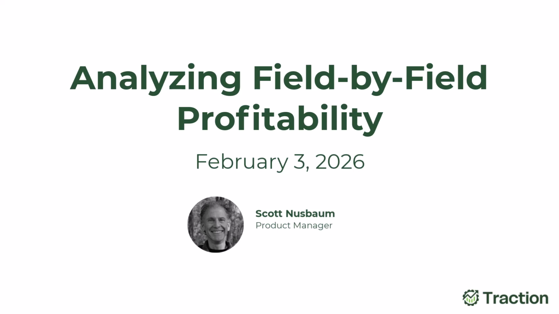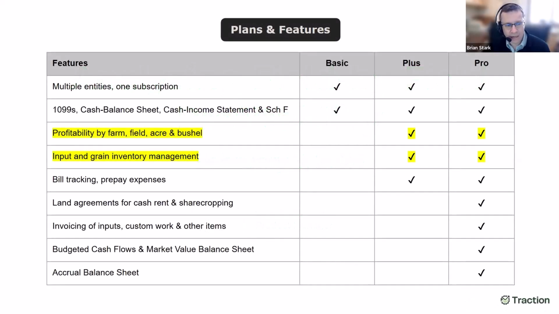Today's webinar, we're going to focus on field profitability, trying to analyze it right down to the field, farm, acre, bushel level. And really want to point out that everything that we're doing today can be done in Traction Plus. So if you've got the Plus level, a lot of things that you see today will look familiar to you. I don't think we're going to venture outside of Plus today. So if you've got Plus or Pro, you'll be able to do these things that we're going to show you today.